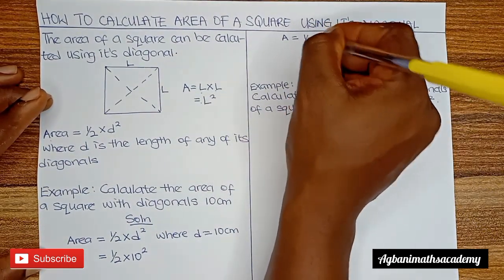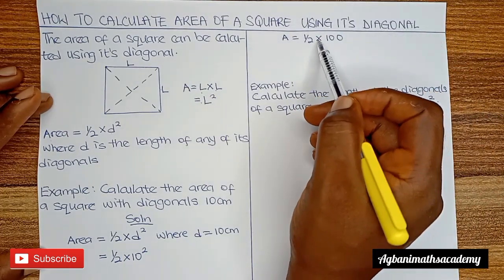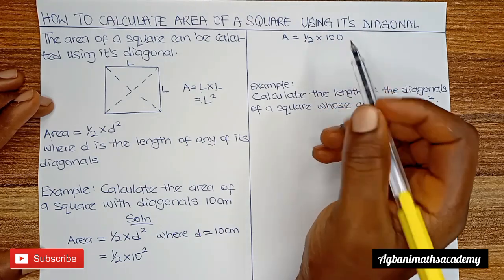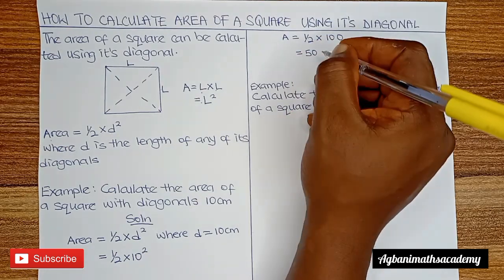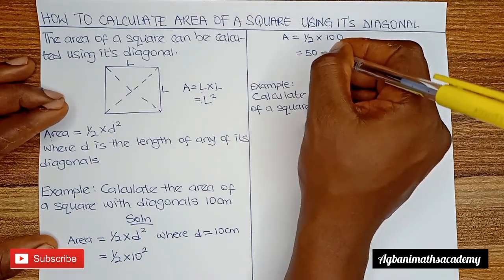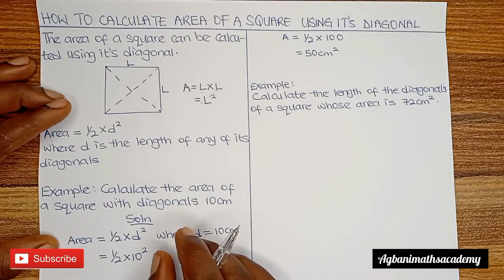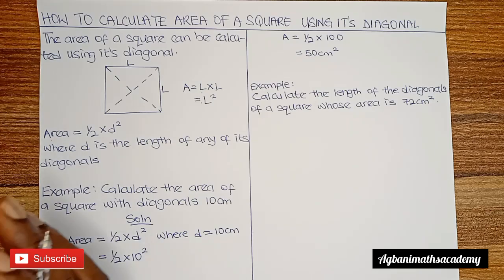half multiplied by 100. Now in mathematics, another word for multiplication is "of". So we can say half of 100. And what is half of 100? Half of 100 is 50. Therefore, the area of this square is 50 centimeter squared. Very simple. So this is how to calculate the area of a square when you are given the diagonal.